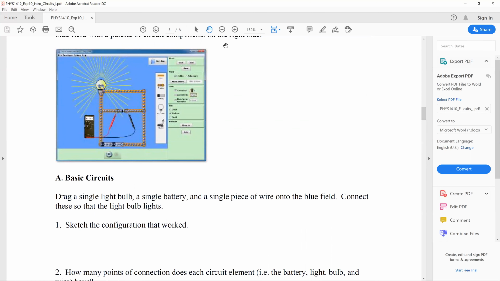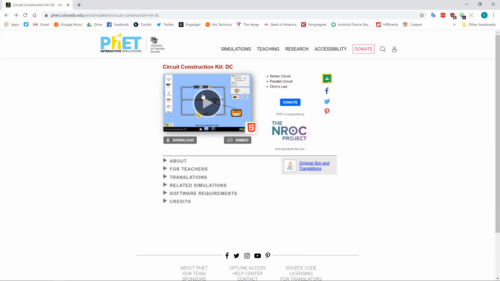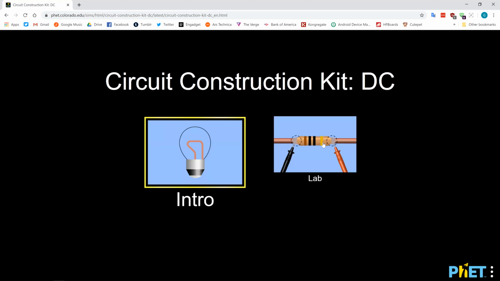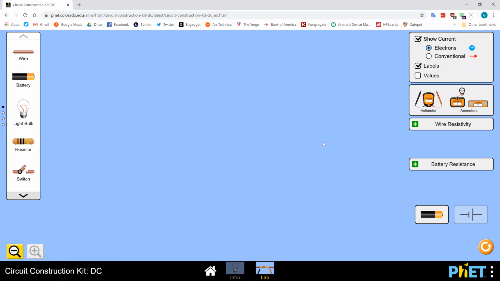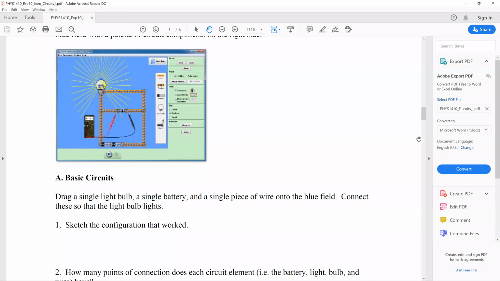So what we'll be using is the DC circuit construction kit lab. This is an HTML5 simulation, so I'm just going to be able to hit run, and it will run in the browser. We'll just go straight to the lab part. And the first thing it's going to ask you to do is connect up a circuit that has a battery and a light bulb, and then makes the light bulb actually light up. So I've got those 2 components that we need to get to work.